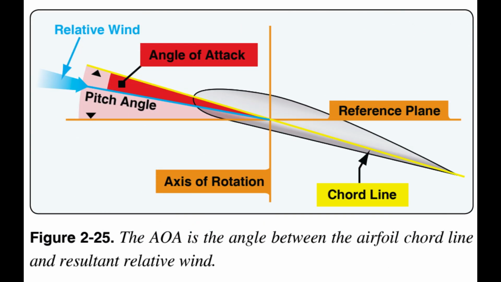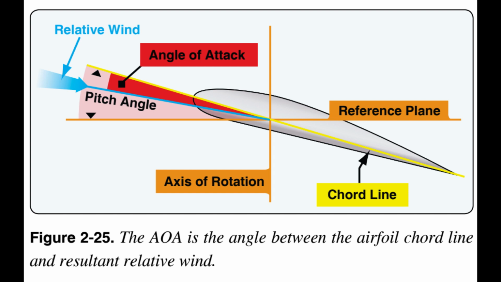Angle of attack. AOA is the angle between the airfoil chord line and resultant relative wind. Figure 2.25. It is an aerodynamic angle and not easy to measure. It can change with no change in the blade pitch angle of incidence, discussed earlier.